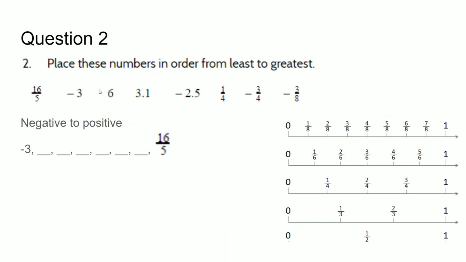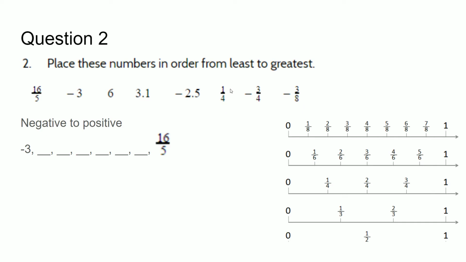Question 2. This one wants you to place the numbers in order from least to greatest. Remember, if we're going from least to greatest and we have negative numbers, negative has to be first. It's the smallest. And remember, the bigger the number with a negative sign, the smaller it is. So think about it in terms of temperature. -3 is colder than -2.5. -3 is colder than -3/4. -3 is colder than -3/8.